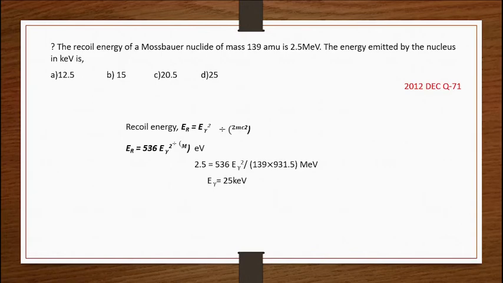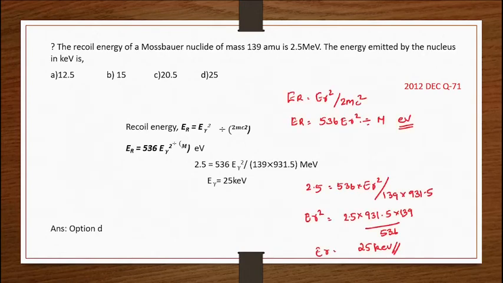So 1 AMU is equal to 931.5 MeV. You can convert this value by substituting in this equation. So 2.5 is equal to 536 E gamma square divided by 139 into 931.5 MeV, since it is 139 AMU. If you get the E gamma square value and take the root of this value, you will get 25 kilo electron volt. So that is the option.